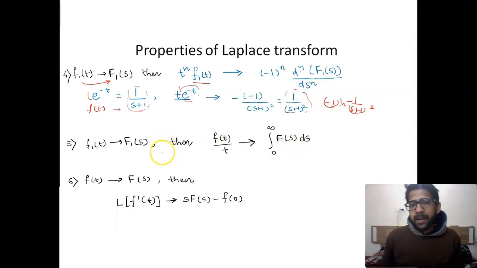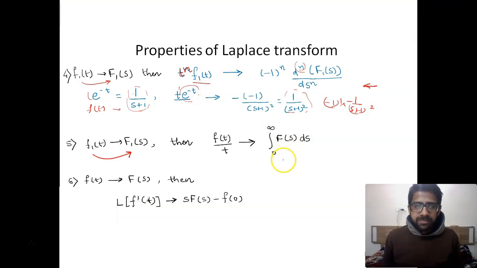The next property gives you the integration rule. Here, if the original function is f1 of t and the Laplace transform is F1 of s, then if you divide f1 of t by t, you are going to integrate the Laplace transform with respect to s. So in the above example, when you multiply by t raised to n, you have to differentiate the Laplace transform n times, and if you divide the original function by t, then you have to integrate the Laplace transform to get the new Laplace transform.